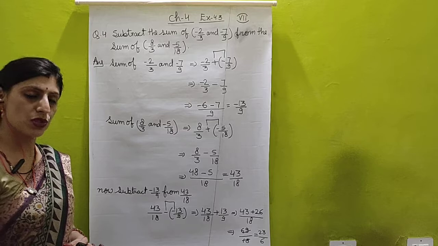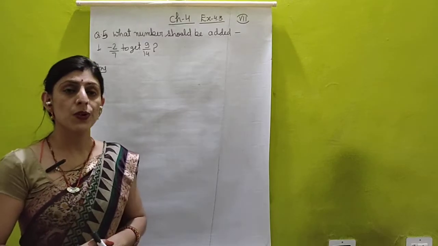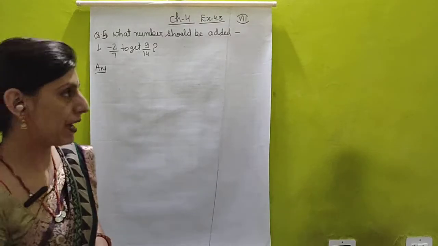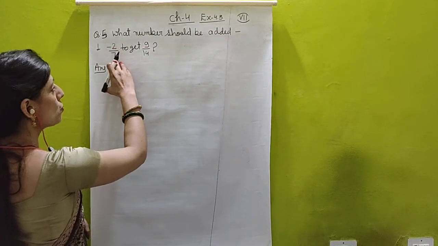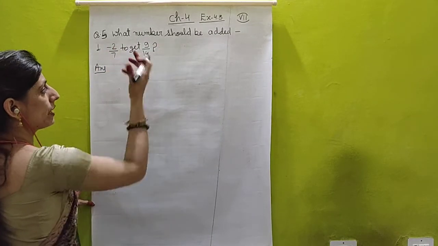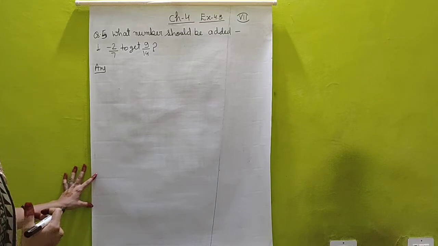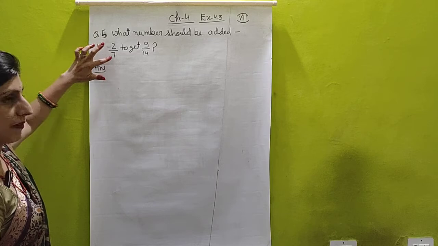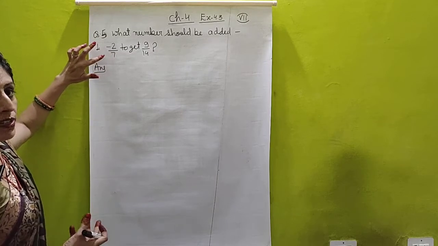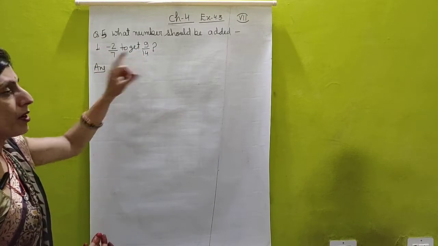Now students, question number 5. What number should be added to minus 2 upon 7 to get 9 upon 40? So students, here we are to add something to minus 2 upon 7. What are we to add? To get 9 upon 40.